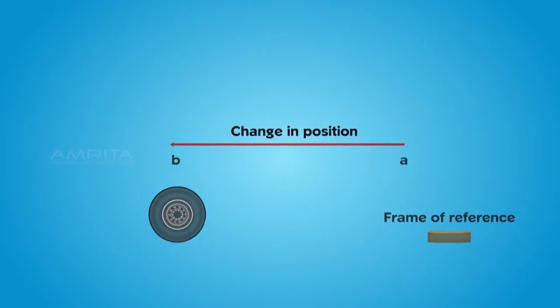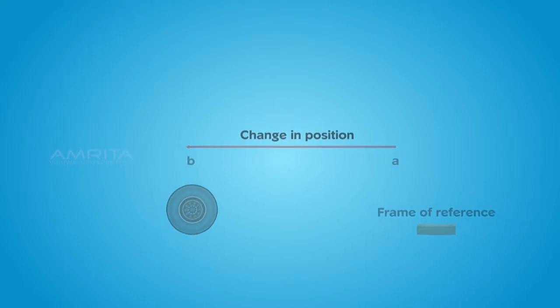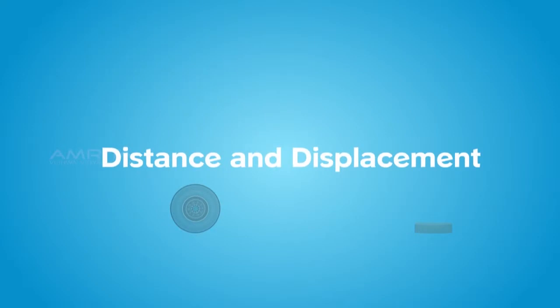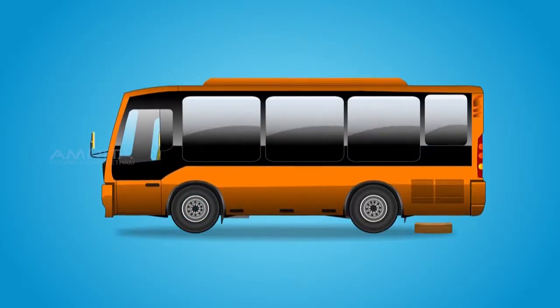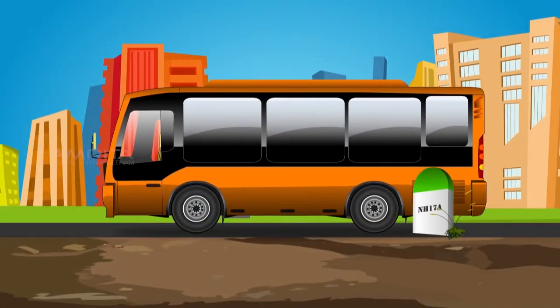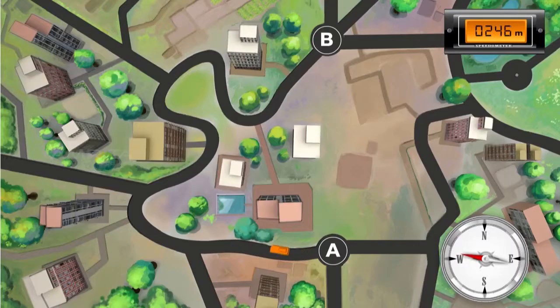So far, we've discussed motion and frame of reference. Let's now understand the meaning of distance and displacement. A bus moves from destination A to destination B. In its course, it changes its direction constantly and reaches destination B.